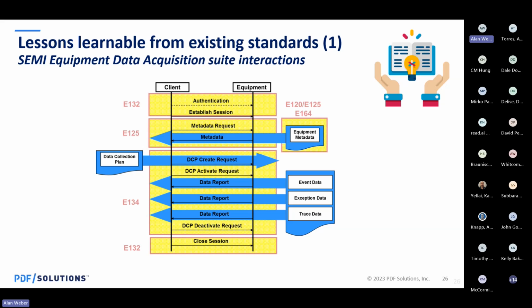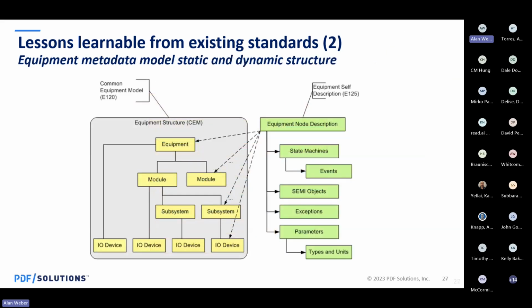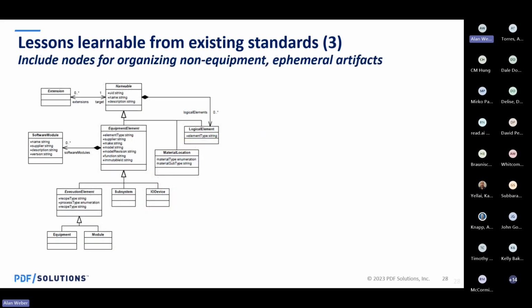So this is a fairly complex suite of standards that, again, enable real-time discovery of the metadata, real-time definition of the data collection requirements, and then real-time satisfaction of those requirements by the equipment. So it's a complicated standard that I think has lessons for digital twins. The metadata model, of course, has a static structure which reflects the physical organization of the equipment, and then all the dynamic behavior that's in that equipment, composed of events, state machines, parameters, other behavioral elements. These two things together form the metadata model for the equipment.